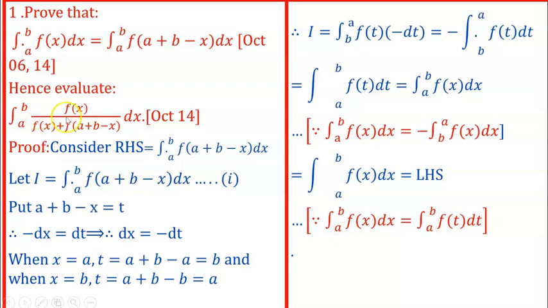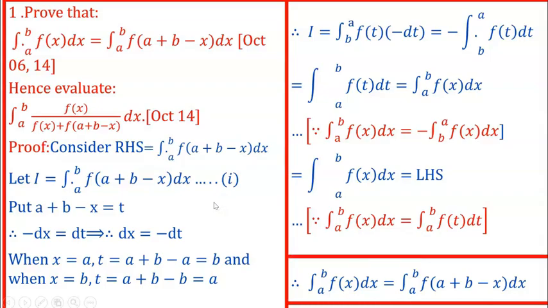Now we'll evaluate this integration. What is the integral? The integral a to b f of x upon f of x plus f of a plus b minus x dx. Okay, now see this here.